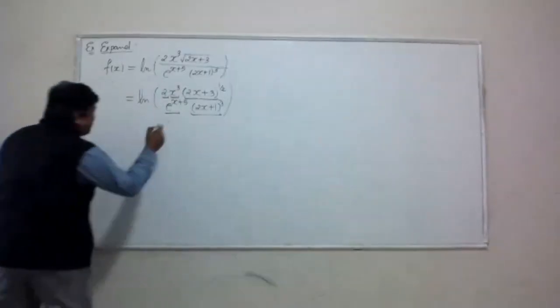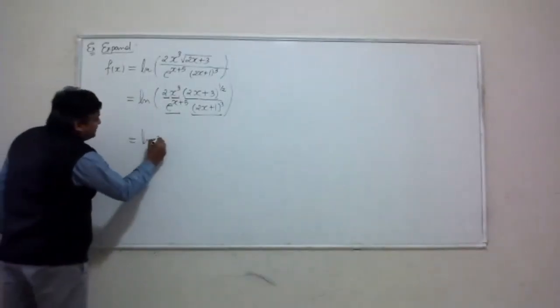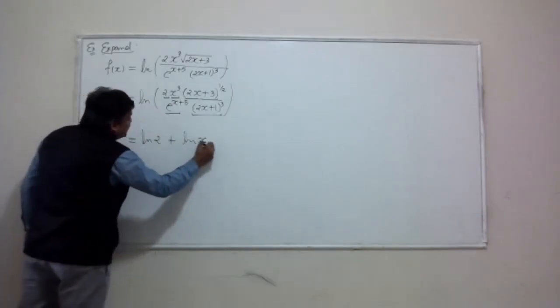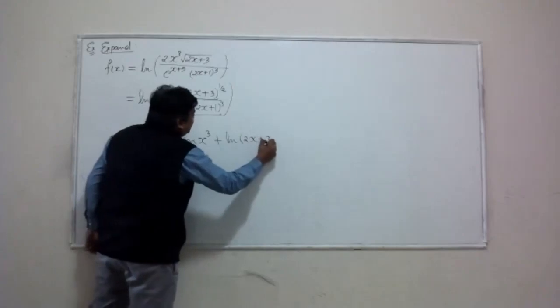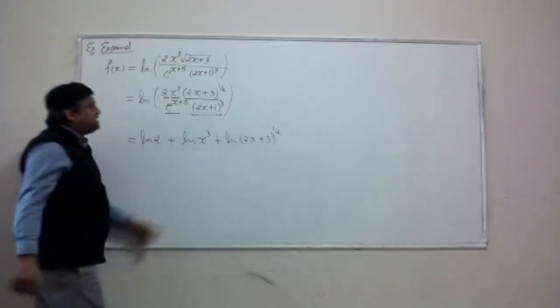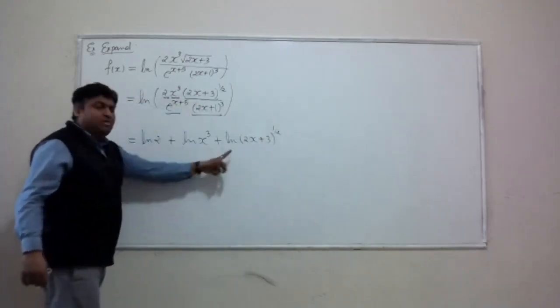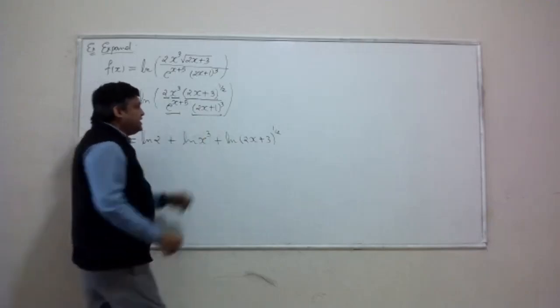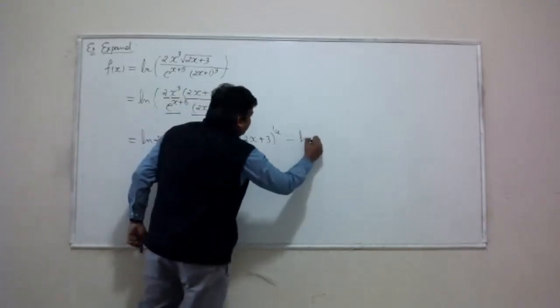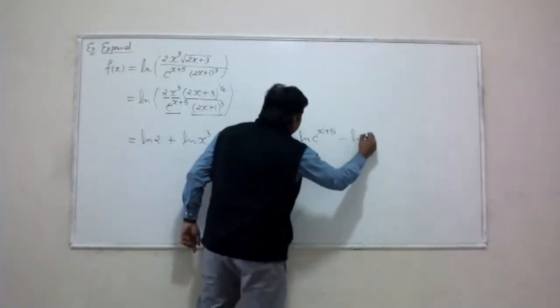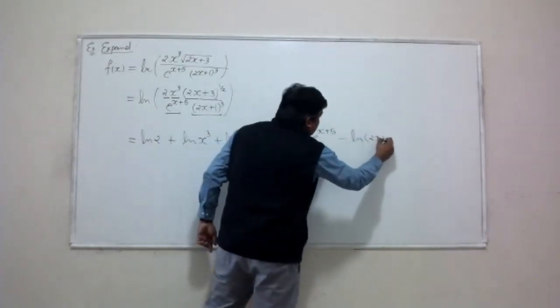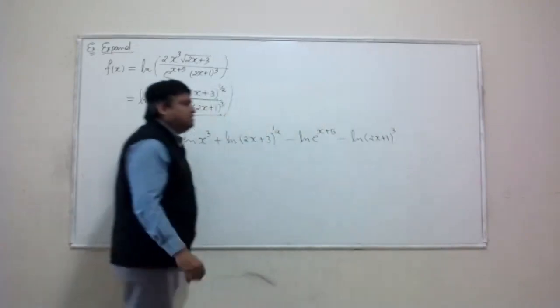Let's break it down. Look, this is what I get. Log 2 plus log x cubed plus log 2x plus 3 to the 1 by 2. The factors sitting in the top will have a positive sign in between. The one in the bottom will show up with the negative sign, right? So log e to the x plus 5 minus log 2x plus 1 to the power 3.